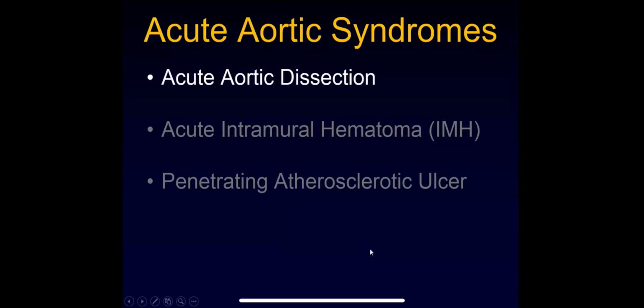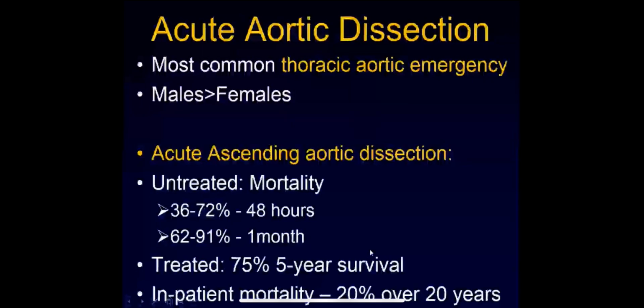So let's talk about acute aortic dissection. This is the most common thoracic aortic emergency, presenting more commonly in males than in females.